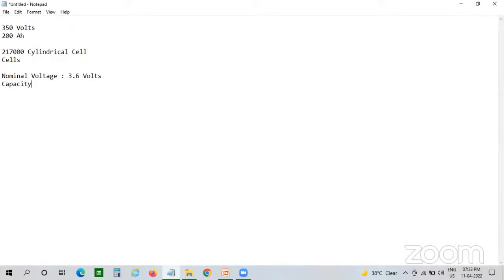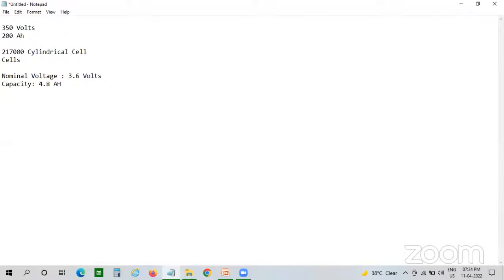The capacity of the cell is, suppose, 4.8 Ah. So I have this basic requirement. You have to make a battery pack which should have 350 volts and 200 Ah capacity. I have selected one cell with 3.6 volts nominal voltage and 4.8 Ah capacity. Now I have to calculate the parallel and series combination of that battery pack.